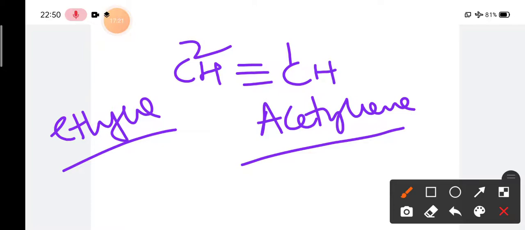So this is the preliminary and basic idea of the compounds. I hope you have understood this part and how to do the IUPAC nomenclature.